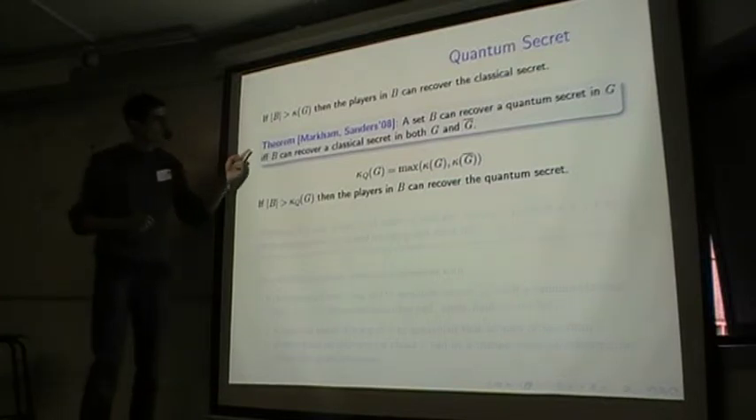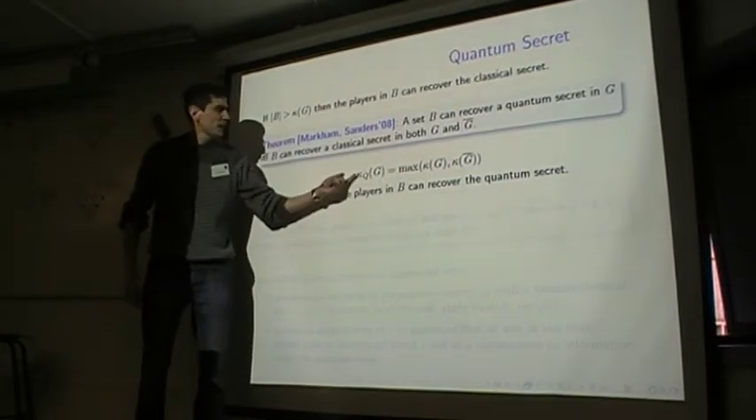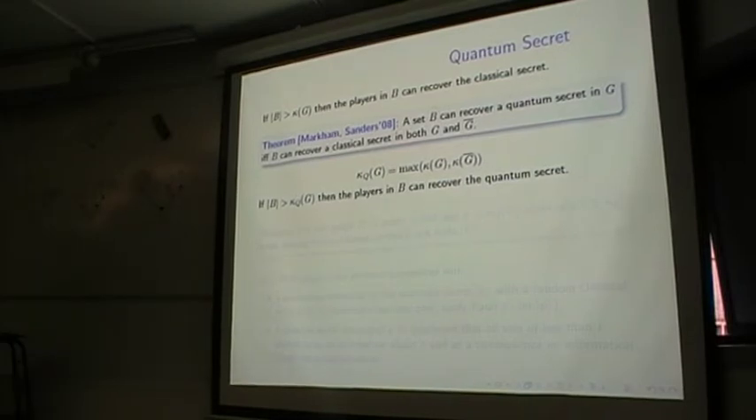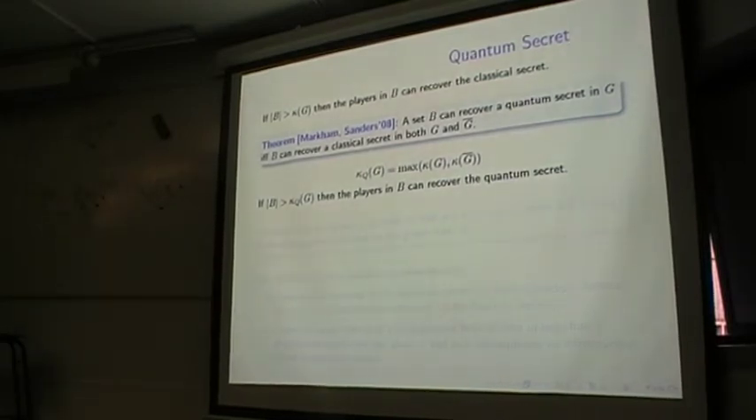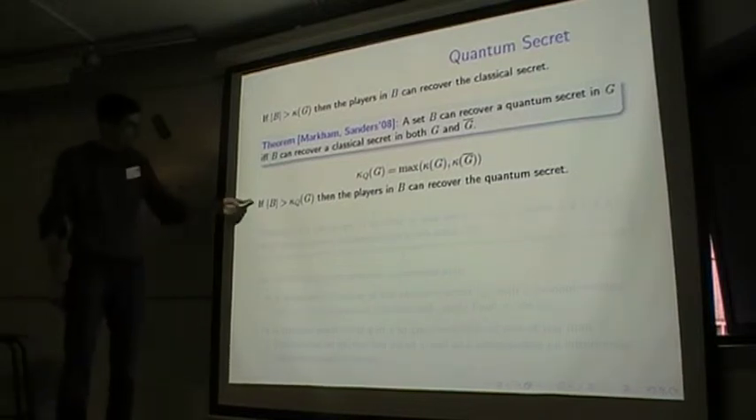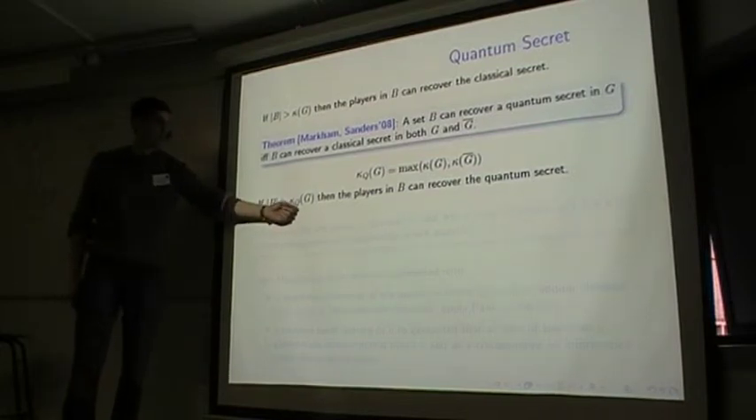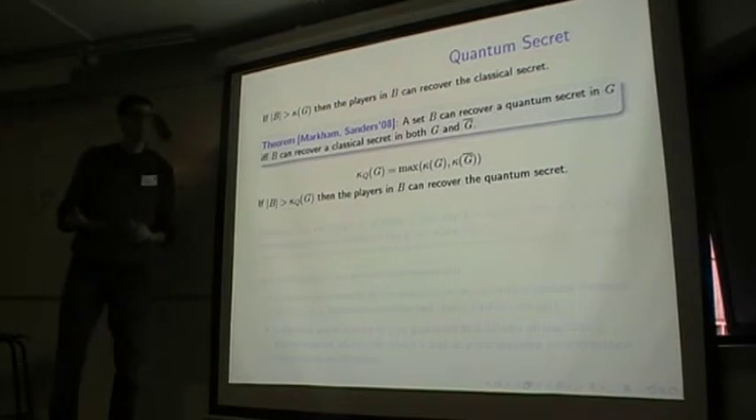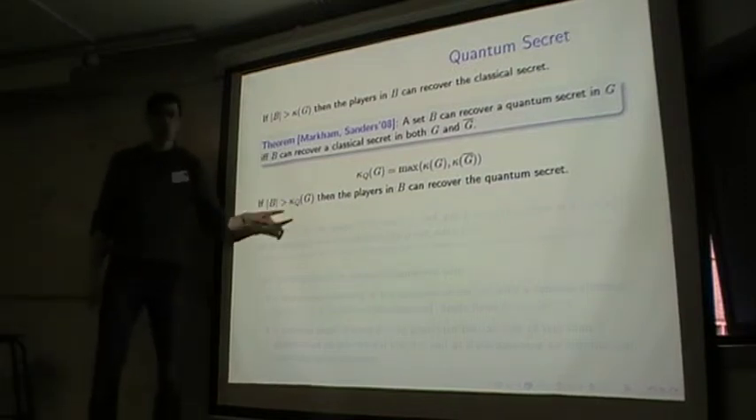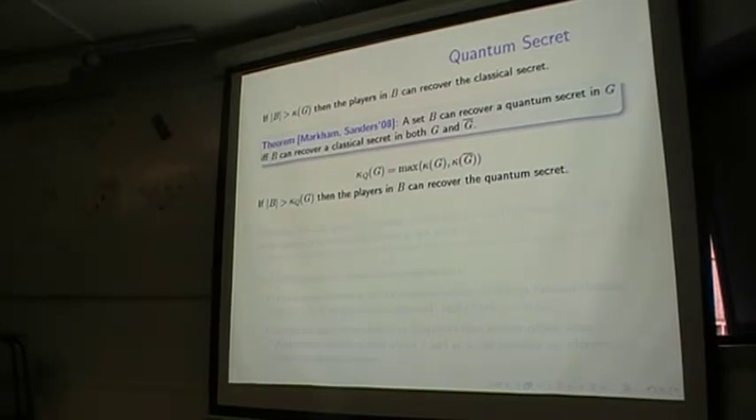Thanks to this theorem, we consider this quantity, kappa Q of a graph, which is the max of kappa of the graph and kappa of G bar, the complementary graph. So if you are able to recover a classical secret in the graph G and in the graph G bar, you are able to recover the quantum secret. And similarly, if we take a set of players which is larger than kappa Q of G, then the players in B can recover the quantum secret. So this is the quantity which is important. When we have a graph, we want to know what kind of quantum secret sharing scheme we can do with this graph. We compute kappa Q of the graph and we obtain the bound on the threshold.